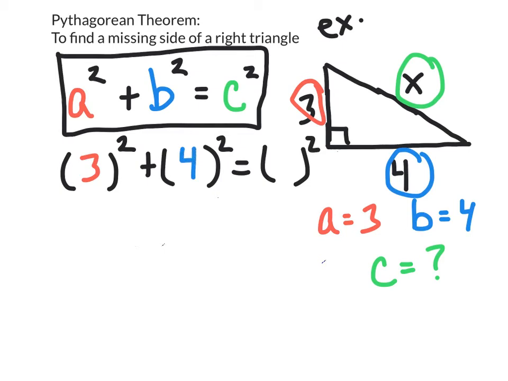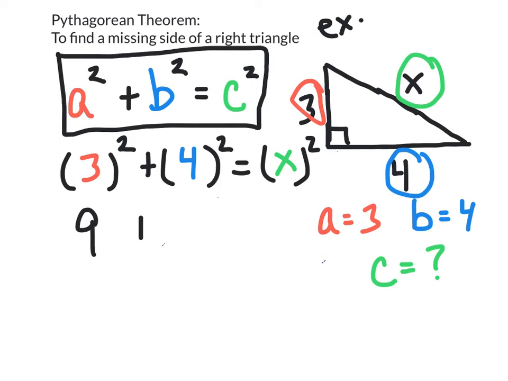And so you can either label it as X if you'd like, or you can label it as C. It doesn't matter. I'm going to go ahead and replace it with X. Here, when I multiply this out, 3 squared, remember I have to do order of operations, so I must square this before I can add. 3 squared is going to give me 9.